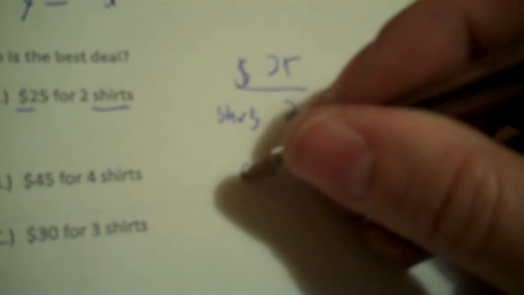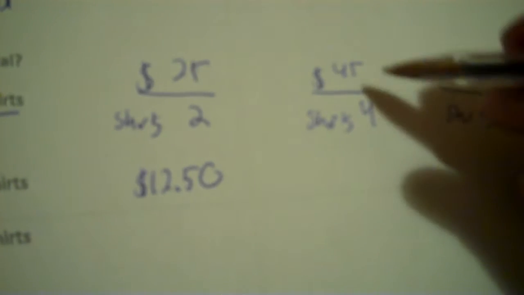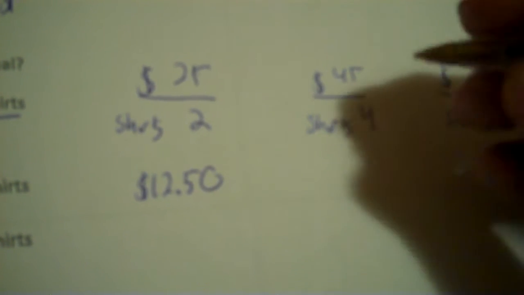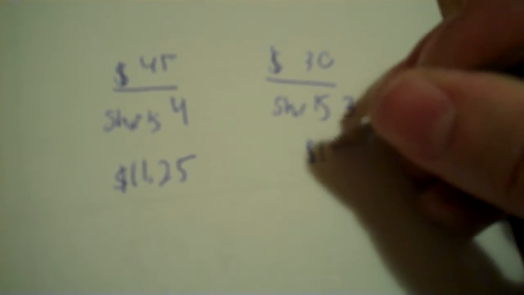So I divide 25 by 2 and I get 12.5, so that'd be $12.50. 45 divided by 4 is 11.25. 30 divided by 3 is $10.